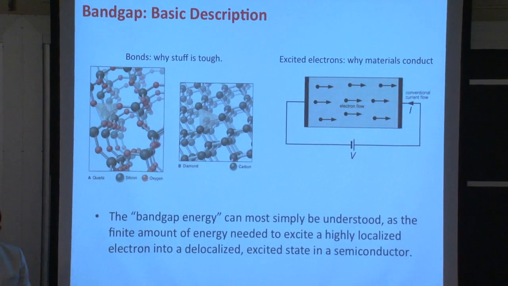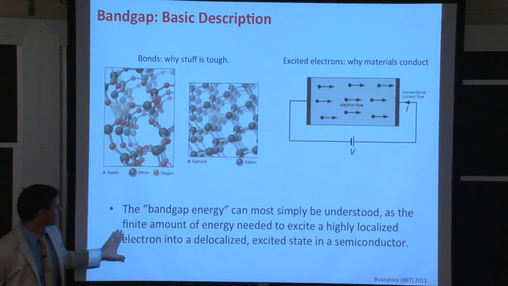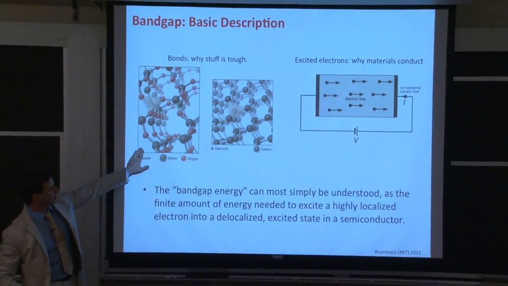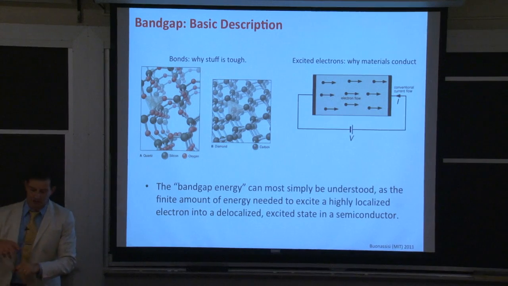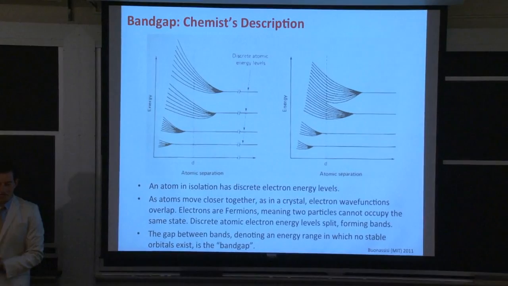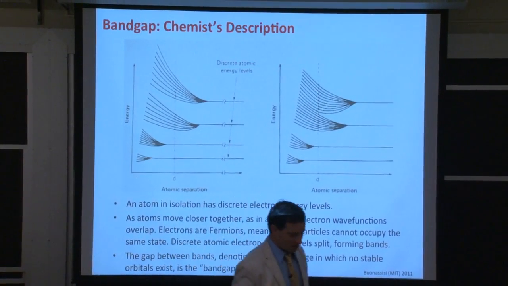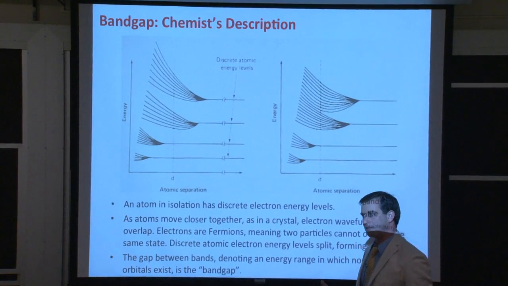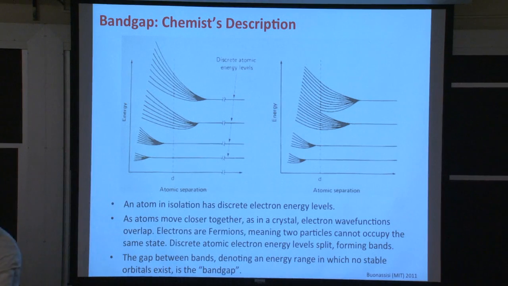So let me go back one step. The band gap energy can be most simply understood as a finite amount of energy needed to excite a highly localized electron into a delocalized excited state in a semiconductor where it can move around the crystal. Okay, so this is the description of the band gap, how a band gap forms, that you'll see in many chemistry textbooks. And I like it because it's something that you can really grasp and understand.